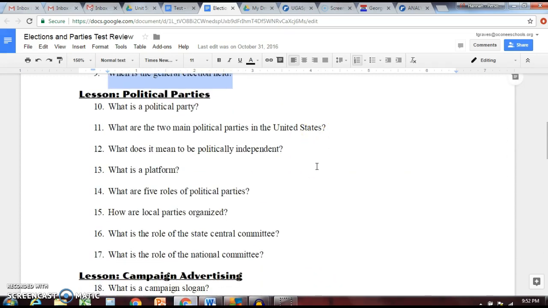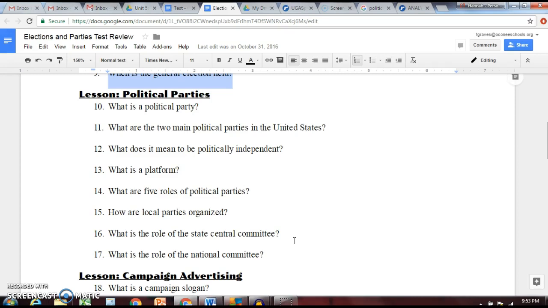Let's move on to political parties here. Number 10, what is a political party? You should know this by now. A political party is an organized group of people who share similar beliefs. They don't have to be the exact same beliefs, but very similar beliefs, and who are organized to try to influence public policy. They're trying to influence the laws by getting candidates elected to office. That is a political party in a nutshell.